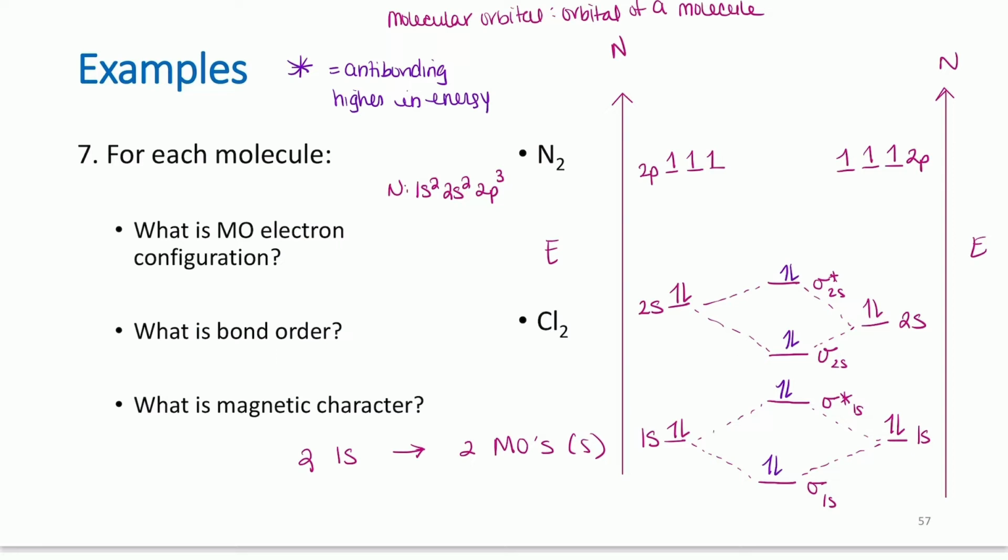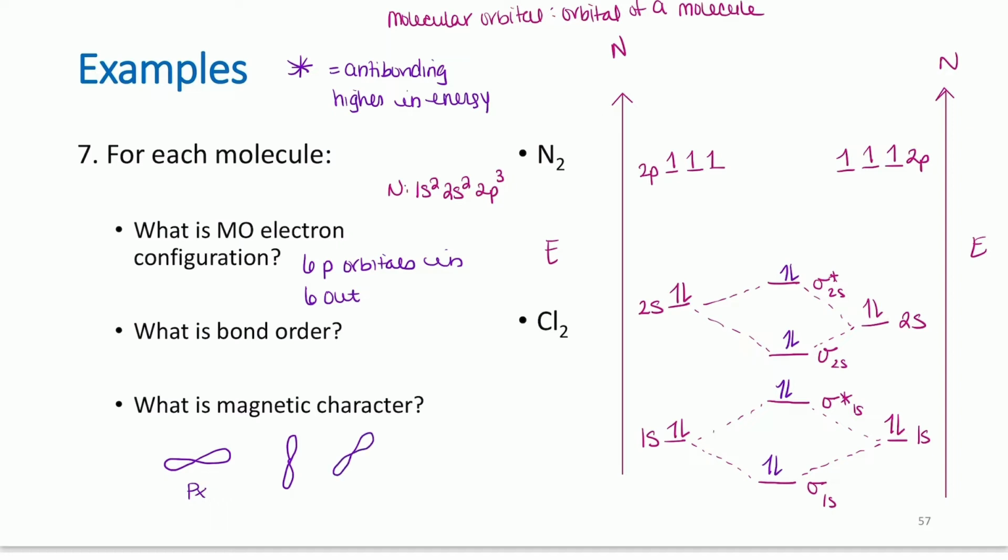Now, for nitrogen and chlorine, the next part works a little bit differently. The p orbitals, we have 3 p orbitals that go in from each side, which means 6 p orbitals in, 6 come out. But the way these combine, we have to think about how they're combining. And so I'm going to erase a little bit down here just so I can fit some space in here. When you think about your p orbitals, you have 3 p orbitals. You have your px, your py, and your pz.